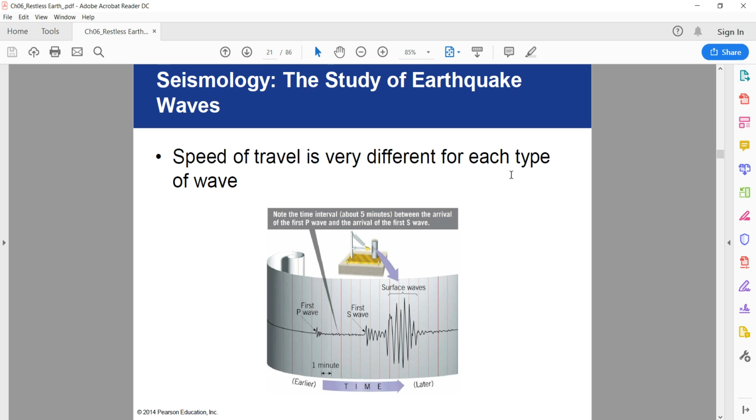Speed of travel is very different for each type of wave. As I discussed earlier, P wave is the fastest, S wave is the second, and surface wave is the third. And another thing I want you to notice is the amplitude of these three different waves. Surface waves have the highest amplitude, S wave has the second, and the P wave has the smallest amplitude.